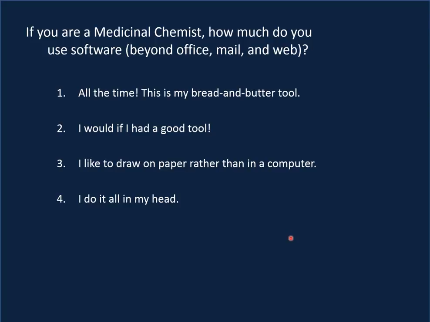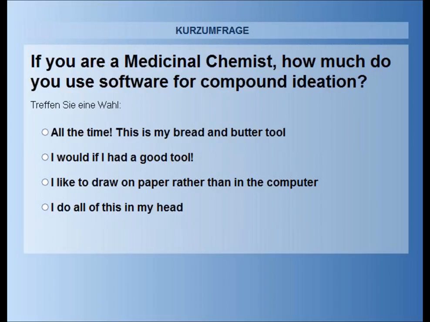And this brings us to our next poll. If you are a medicinal chemist, of which I think 42% of you are, how much do you use software, obviously beyond Office, Mail, and Web? There are 4 answers, and I will launch the poll now. Please select one of the 4.